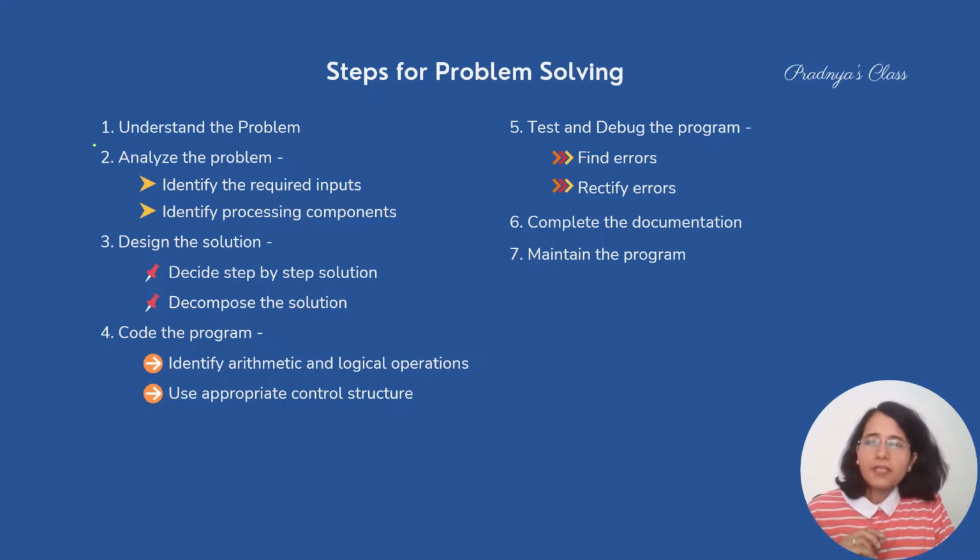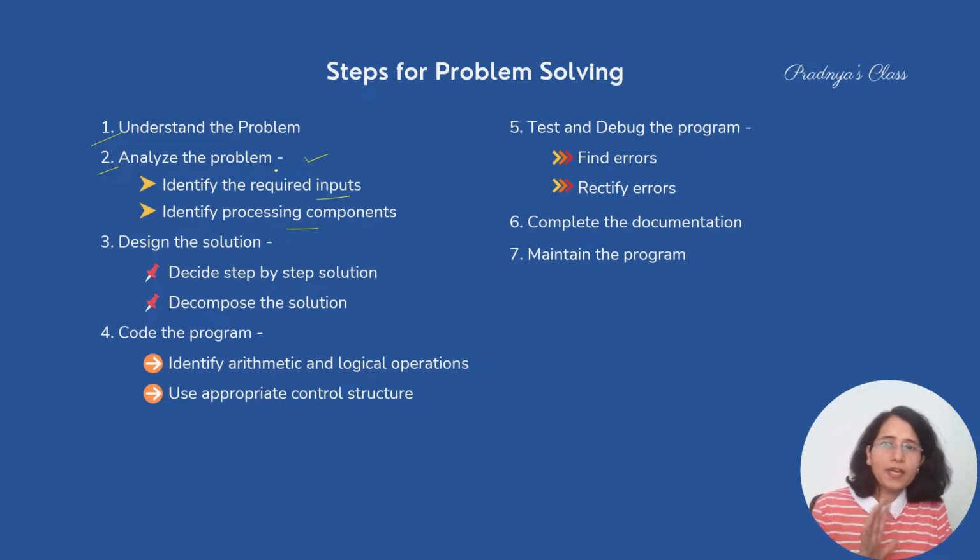The first step is understand the problem. If you want to solve any problem, first you have to understand the problem well, because sometimes things may not be the same as they seem. After understanding the problem, analyze the problem properly. In that we have to find out what are the inputs and what are the processing components. This is also one of the important steps, because the success of the solution depends on the analysis.